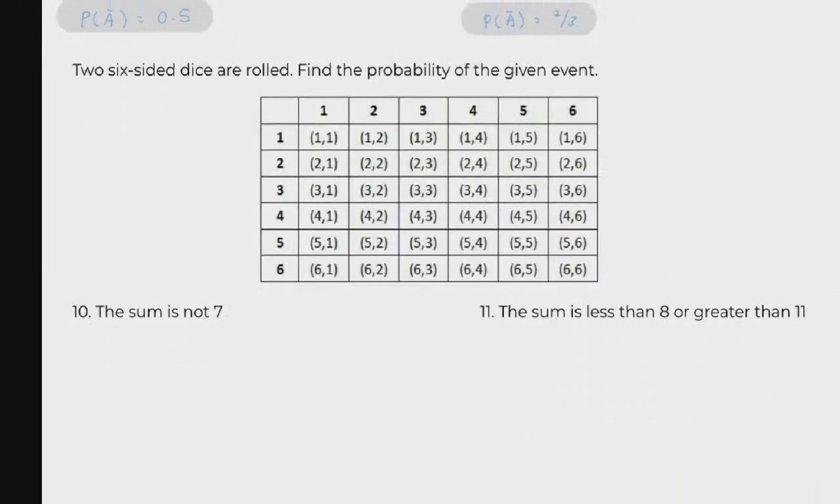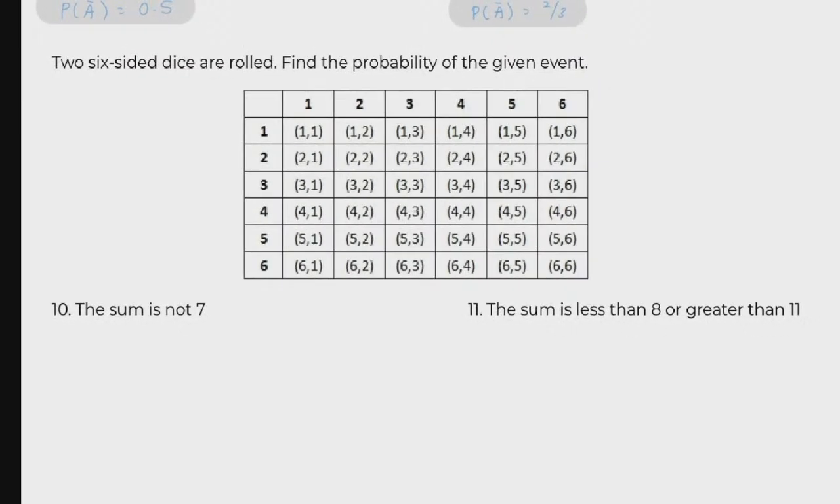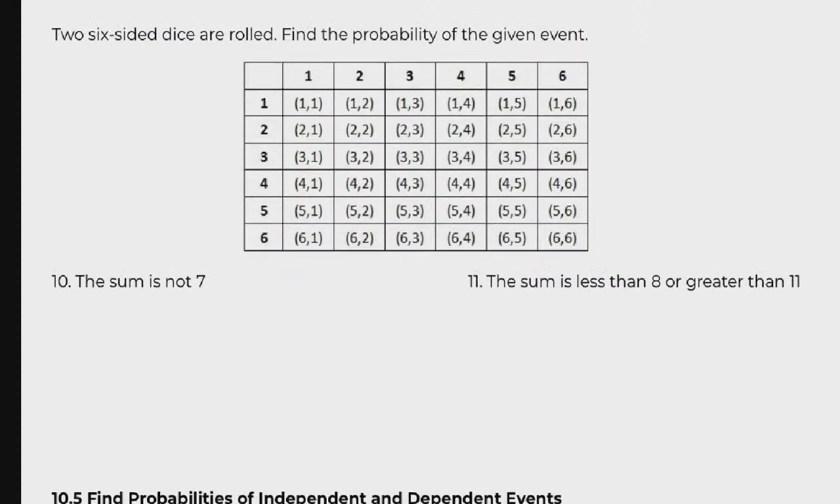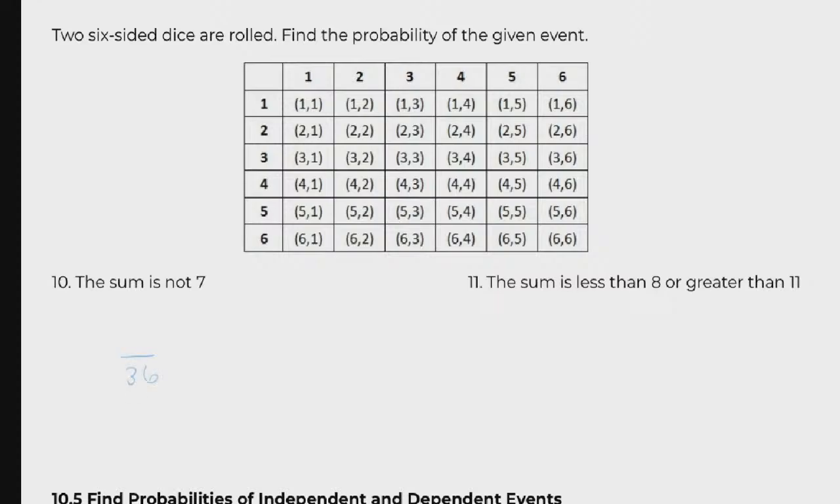Okay, next here we have a table that shows all of the different ways two dice can be rolled, and we want to find the probability of the given event. If we look at the table, this one means you roll a 1 for the first die and a 1 for the second one. And there are 36 options here, so that's going to be our denominator.